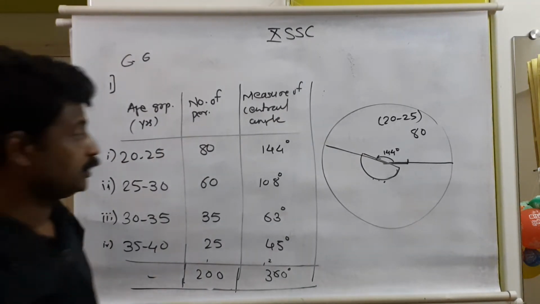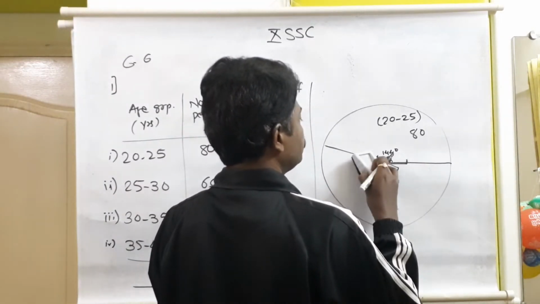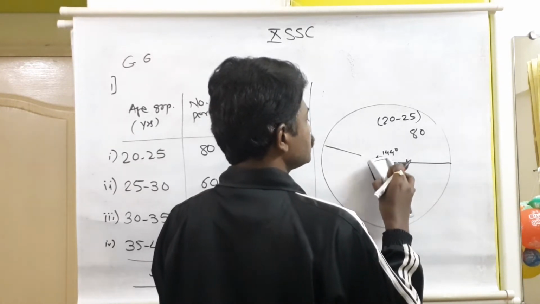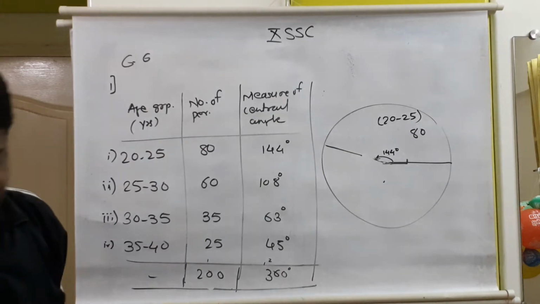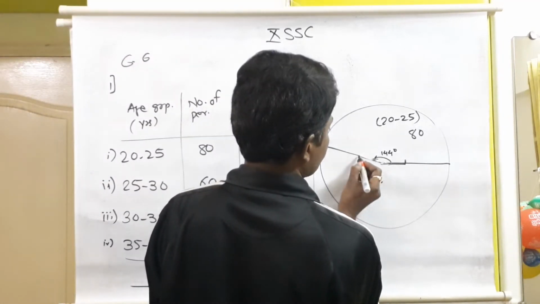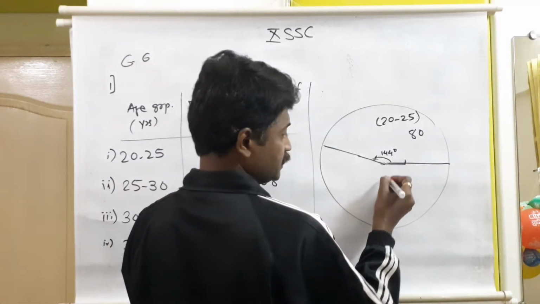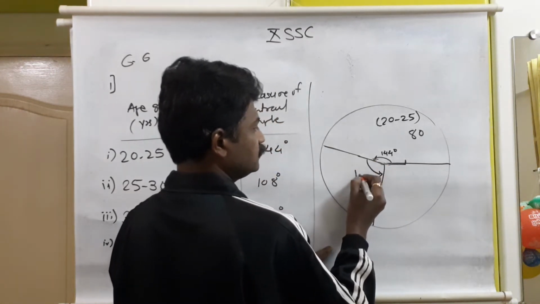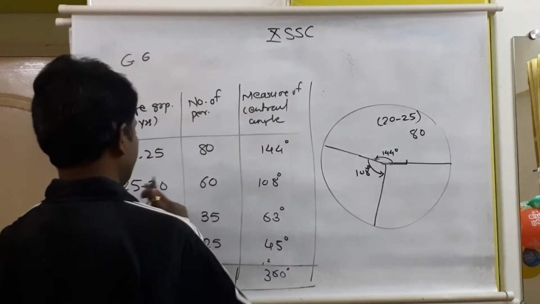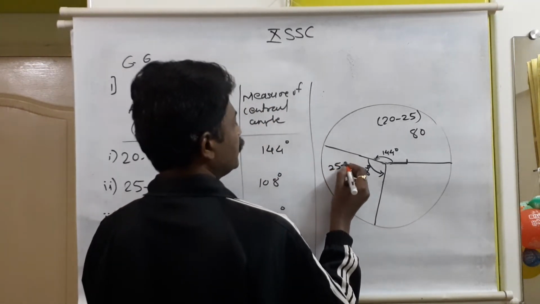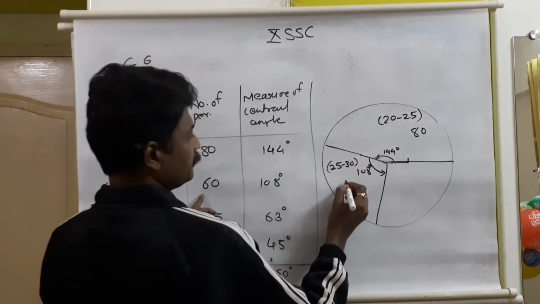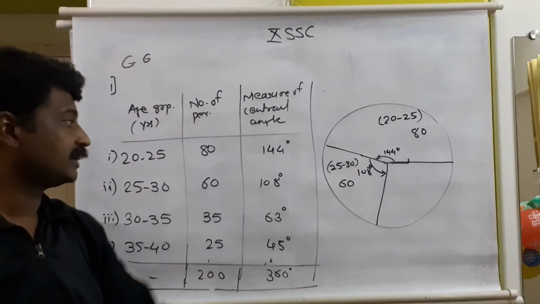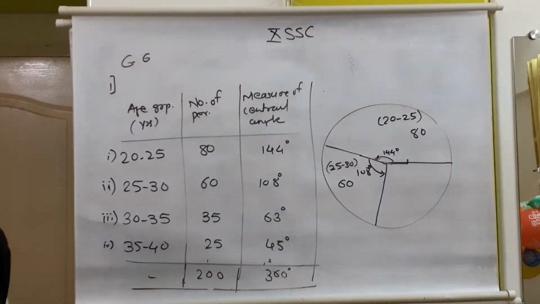Then remove D and draw a line which will give us sector number 2, which has a central angle of 108 degrees. From this center and this point, draw the line. This angle of 108 degrees is for the second class, that is the 25 to 30 age group, and the number of people who donated blood is 60. Central angle is 108. Next is 63 degrees.